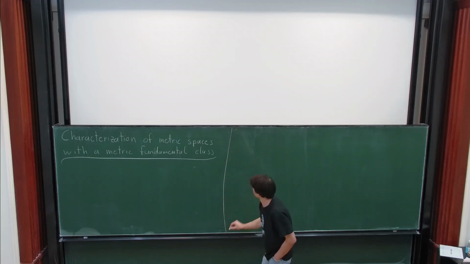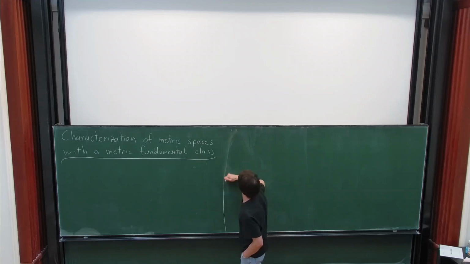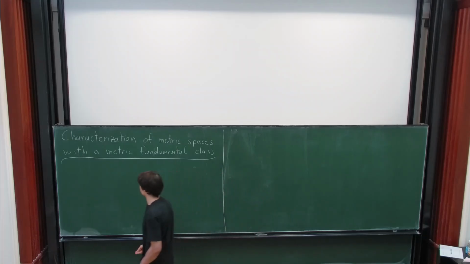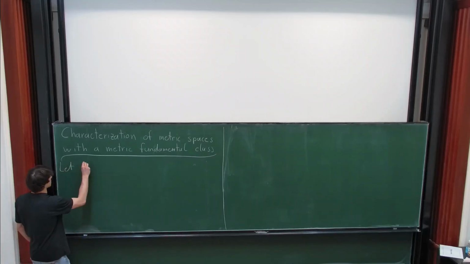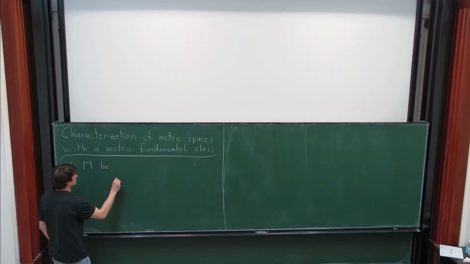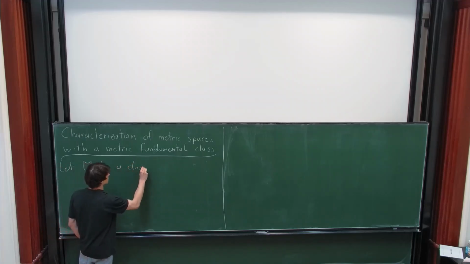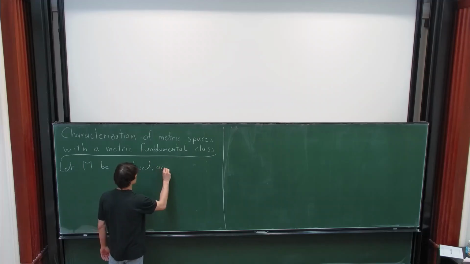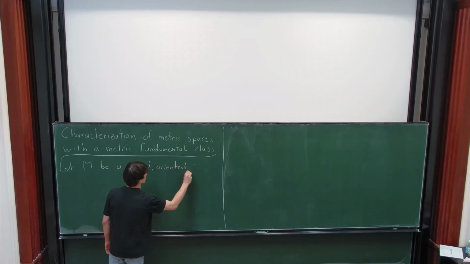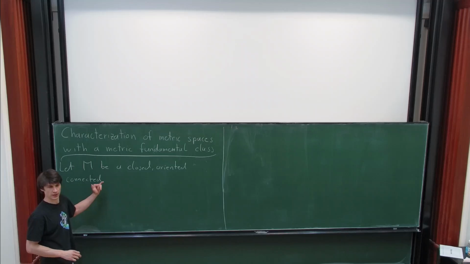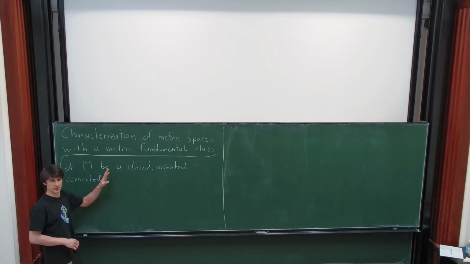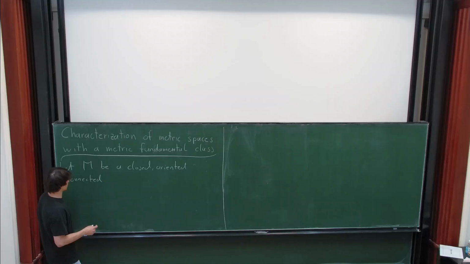But let me maybe start with the smooth setting and then try to motivate this problem. So let M be a closed, oriented, and connected Riemannian manifold. All manifolds in this talk are going to be closed, oriented, and connected, so from now on we'll just drop this, usually just mentioning it the first time.